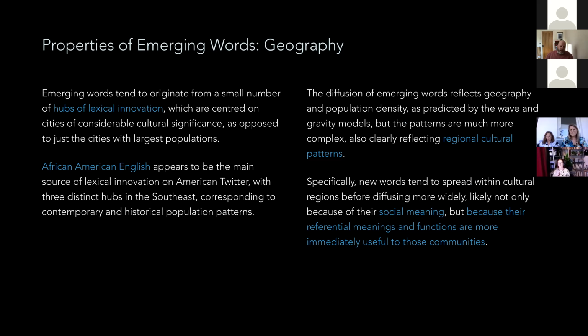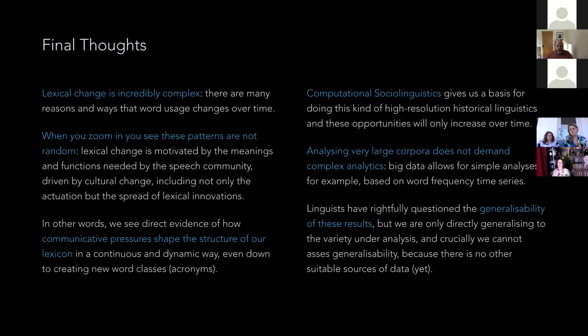Say Croft would argue that the actuation of new words, of new forms, is functional, but the spread is social. And I think that's maybe too simplistic here. Clearly some of these are marking social meaning. You could see why they'd spread within these cultural regions, and that does support that kind of view. But I think it's also because the referential meaning and the functions of these words are more immediately useful to those communities, right? Because these are all culturally driven. And so it makes sense that the usages of these words would be more useful and more likely to take off in a given culture.